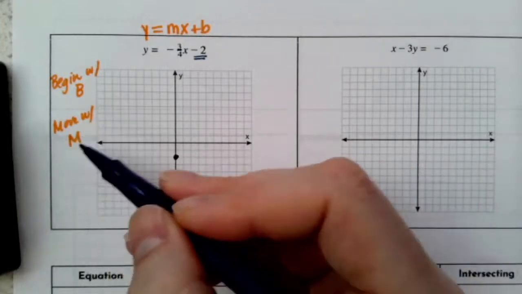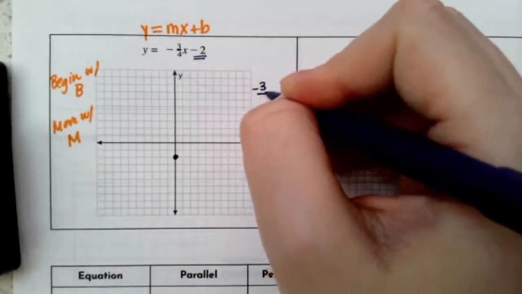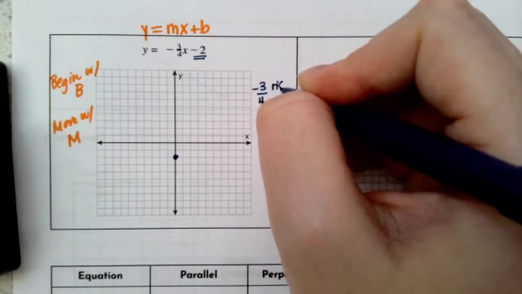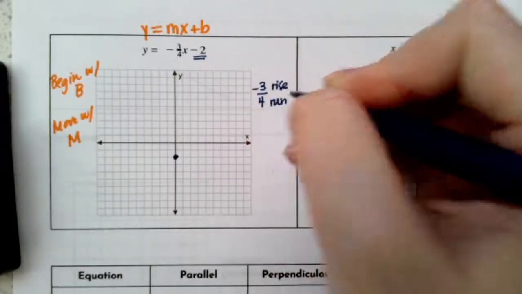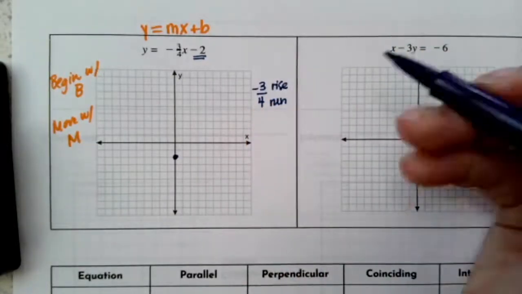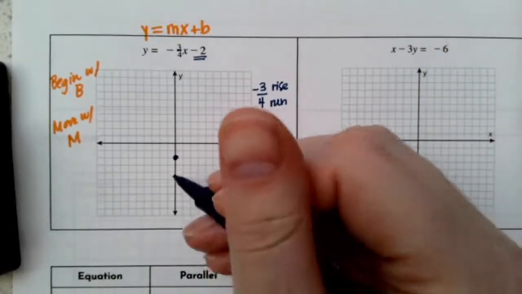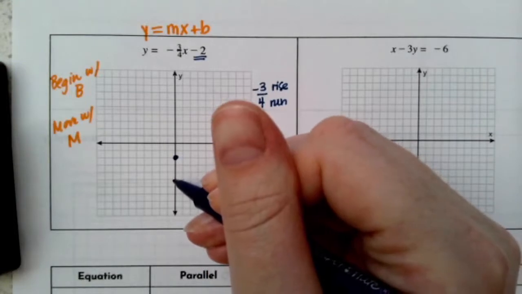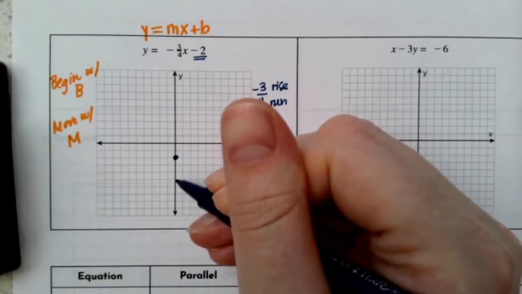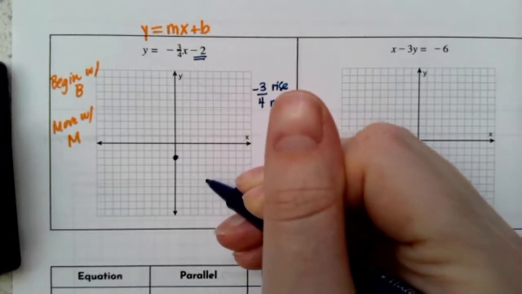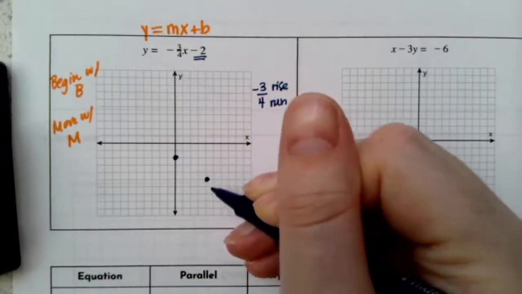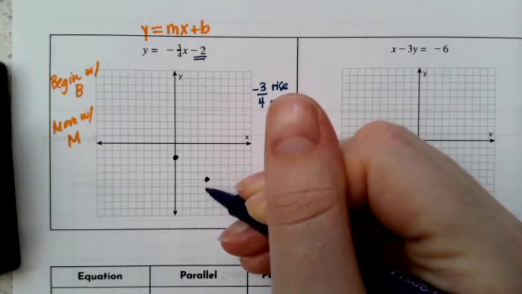Then our move with m tells us how to rise and how to run. So -3 is our rise and +4 is our run. If I'm rising -3, that actually means that I'm going down 3. And then I'm running +4, which is to the right. So down 3 and to the right 4, and put a dot. If you wanted to do a couple more, you can to make your line better.